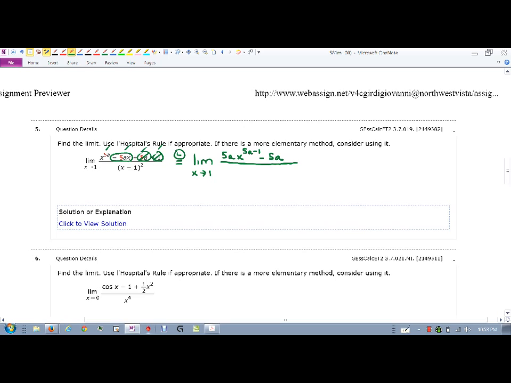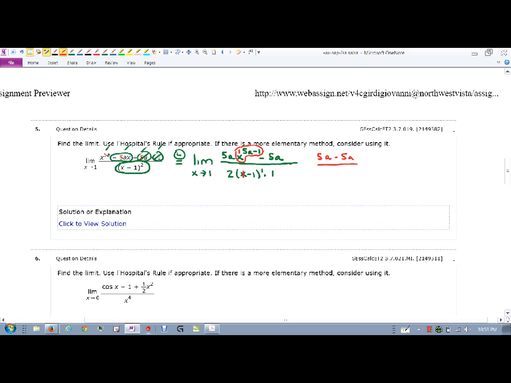And now the derivative of the bottom, the 2 comes out. This is chain rule, and this 2 comes out, x minus 1 to the first power times the derivative of what's in there, which is 1. So now we look and see what happens if x approaches 1. Again, if x approaches 1 here, 1 to any power should be 1. So on the top, this part's just a 1. So we get 5a minus 5a over.